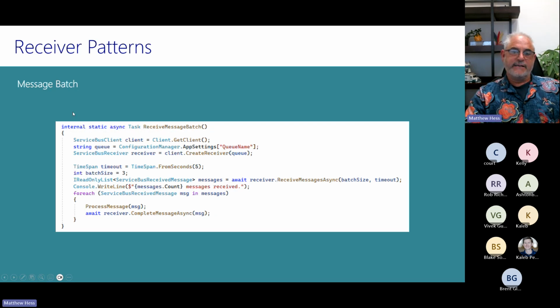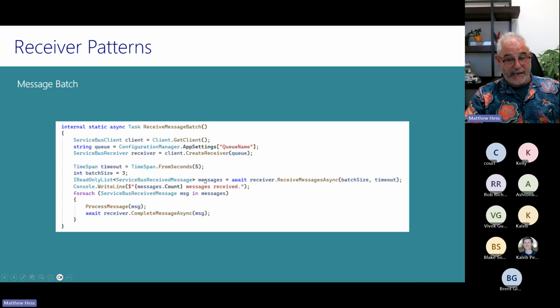A little nuance here is that you can work with batches, no matter how you're doing the receiver; you can pull more than one message. The way you do that is you call await receiver.ReceiveMessagesAsync, passing in a batch size and the timeout. Instead of giving you back a single message, it gives you an IReadOnlyList of ServiceBusReceivedMessage. So that will return a collection.